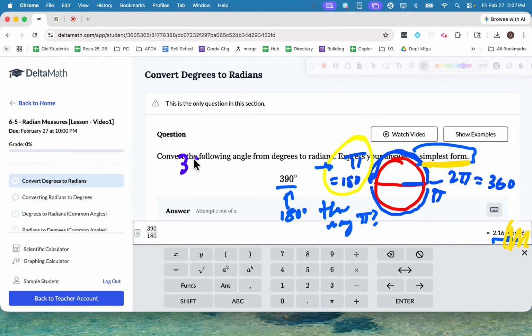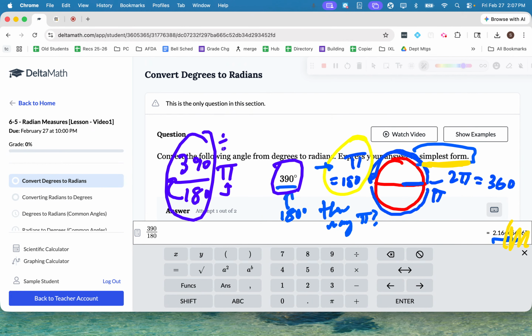So this is the how many pi. This is how many 180s go into 390. It's that many pi's that will represent the radians of 390. So that means simplifying this fraction, dividing by the largest number that can fit into 390. I believe 30 would be that number.